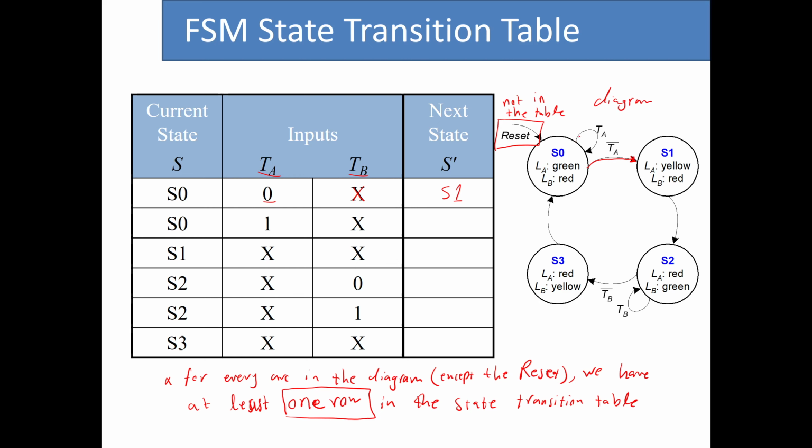Now let's just take a look at this arc. We are at the state 0, TA is 1, TB is again don't care because this arc is not dependent on TB. What happens? We are at the state 0, TA is 1, TB is don't care. As you can see, this arc connects S0 to itself. So that means that the next state, when this condition happens, or when this arc happens, is going to be S0 itself.